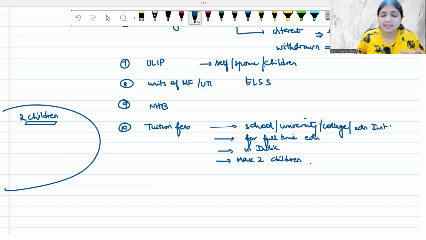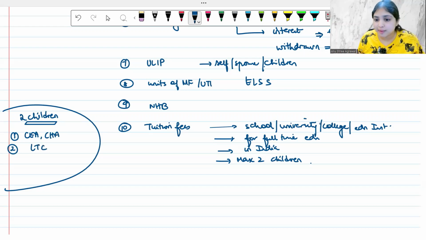In income tax, in your syllabus, you have the 2 children limit only in 3 places, guys. Number 1, for children education allowance and children hostel allowance, maximum 2 children. Number 2, LTC, leave travel concession, even there you talk about maximum 2 children. And the third place is over here, tuition fees is allowed for maximum only 2 children. Any other place in income tax, you don't have the 2 children limit at all.